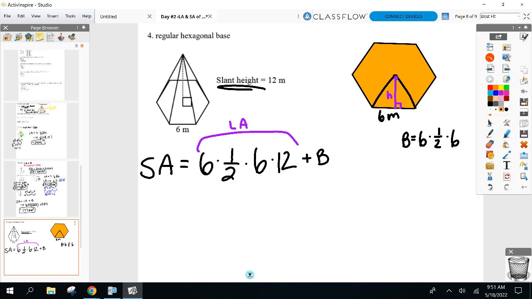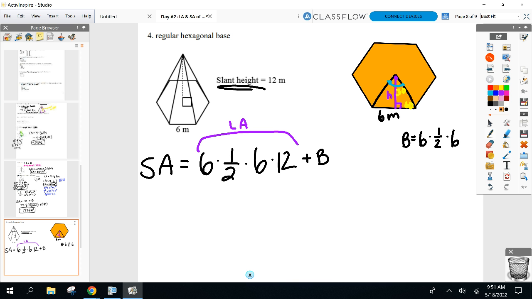Remember what this is going to turn into? I don't want to use sine and cosine. Takes too long. I want to use 30, 60, 90 here. What's this angle here, this full angle? Anybody remember how to get it? 360 divided by 6 is 60. Cut it in half. So this is going to be a 30-degree angle, 60-degree angle.